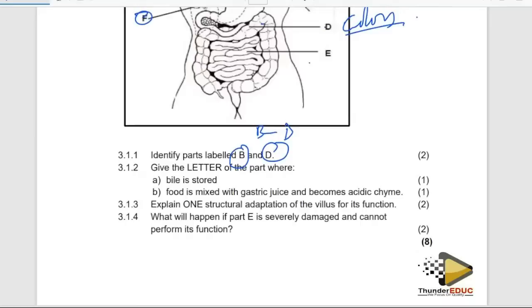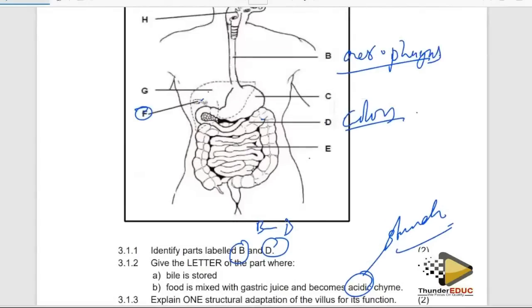Then they're saying that food is mixed with the gastric juice and becomes acidic chyme. Whenever I talk about acid, we only have an acidic medium in the stomach. So it means that the answer must be C.